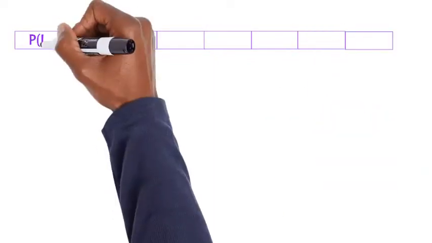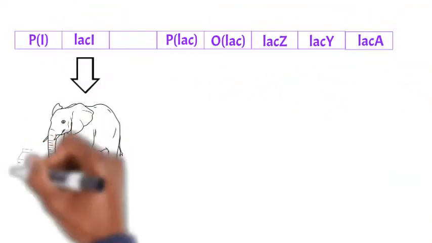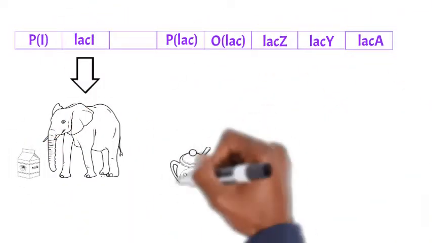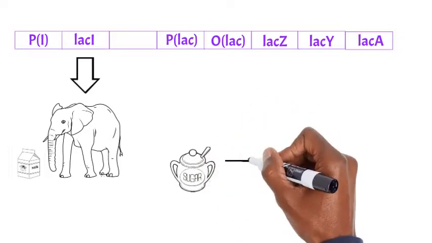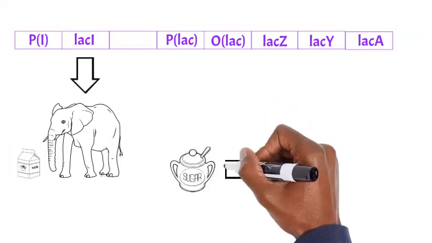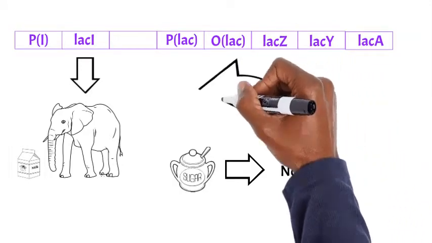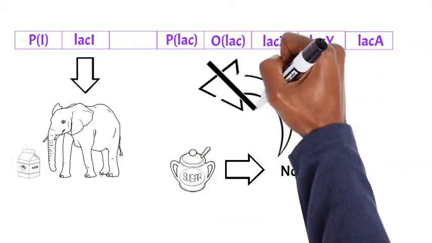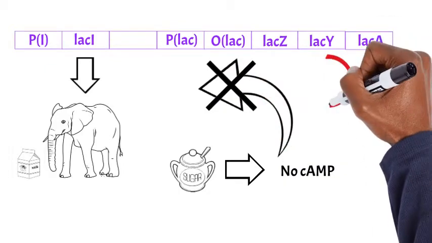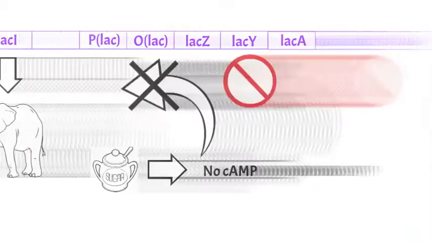One important thing to note is that glucose is the bacteria's preferred food source. So even if lactose is present, the cell will always digest glucose first if it is available. That means cyclic AMP won't be available, and our polymerase will keep falling off the train tracks.